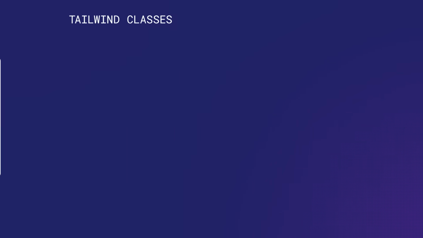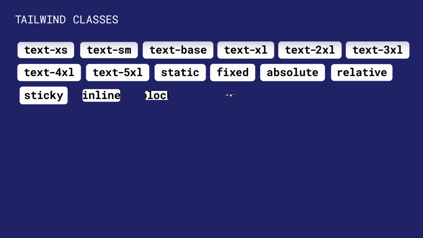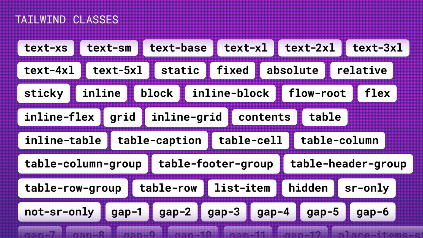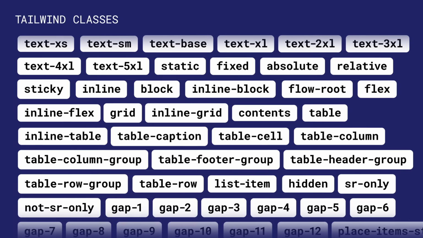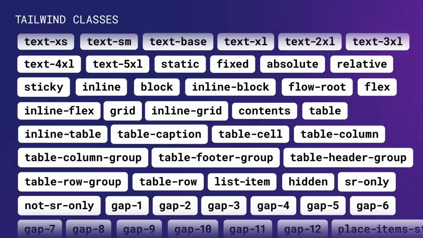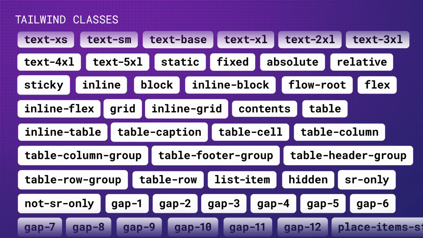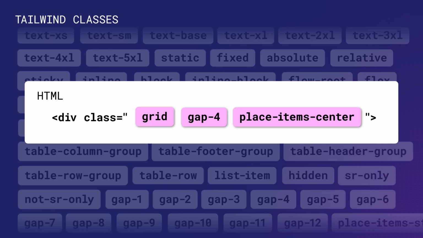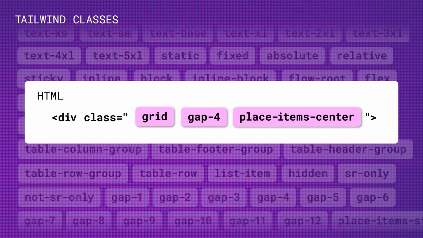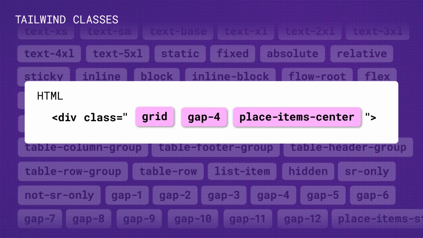In Tailwind, essentially every possible CSS property and corresponding value has been translated into hundreds of individual class names. So instead of writing multiple CSS style rules targeting your element, you add each of the Tailwind classes that correspond to those style rules directly into your HTML.